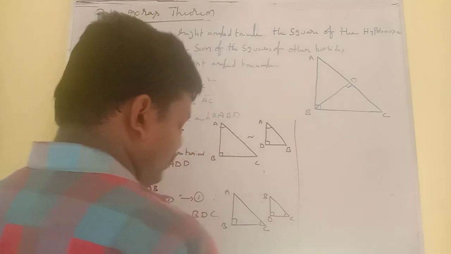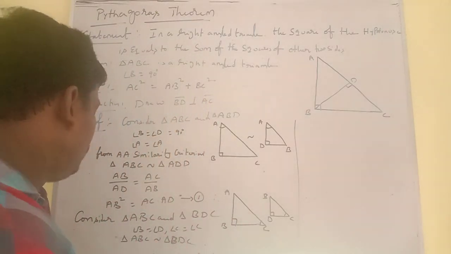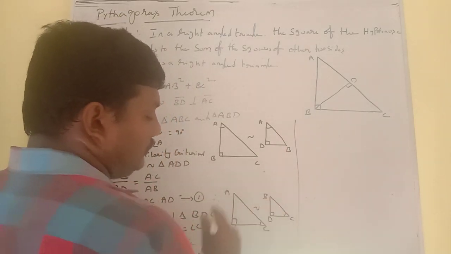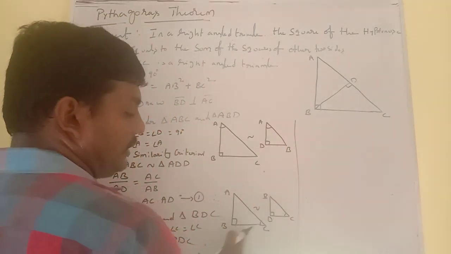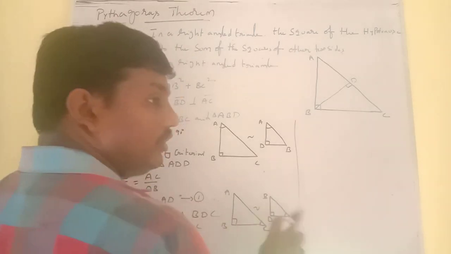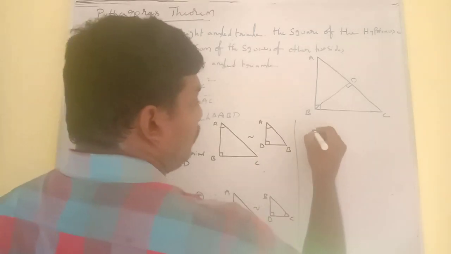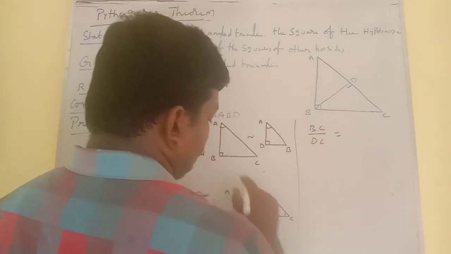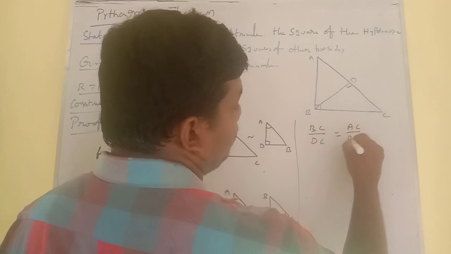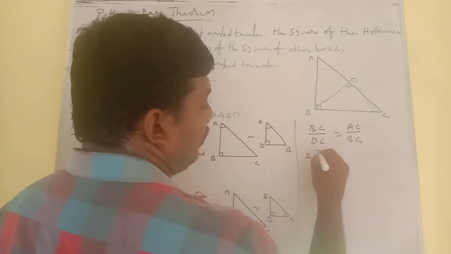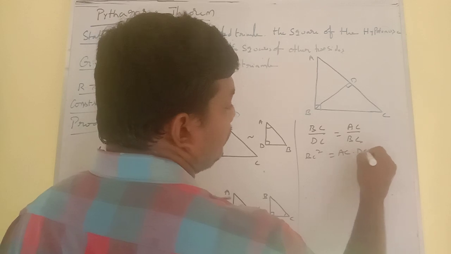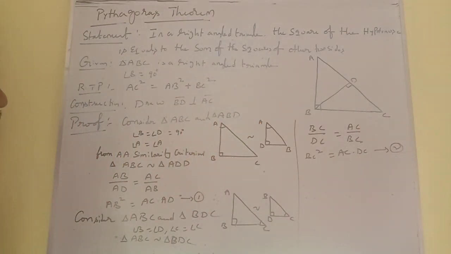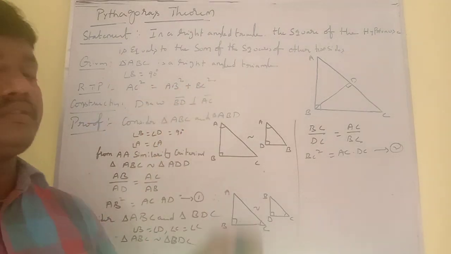Therefore, now we can write that corresponding sides are in the same ratio. What is the equal side here? Adjacent side and hypotenuse. Then we have to consider the adjacent side ratio and the hypotenuse ratio. That is BC by DC equals AC by BC. Now cross multiplication: BC square equals AC into DC. That is the second condition. Now we are going to find AC square equals AB square plus BC square.